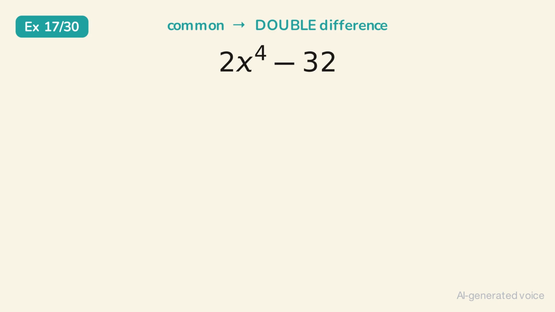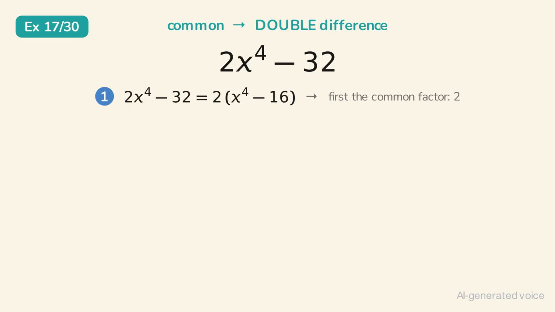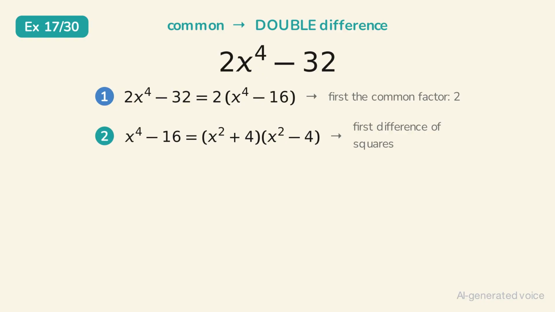Let's factor 2x to the 4th minus 32. First of all, the golden rule. Check for a common factor. Both terms have a 2. 2 times 16 is 32. We pull out the 2, and inside we get x to the 4th minus 16. And that's a difference of squares. The root of x to the 4th is x squared, and the root of 16 is 4. We get x squared plus 4 times x squared minus 4.